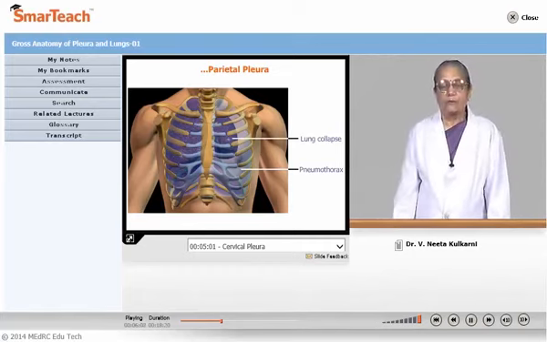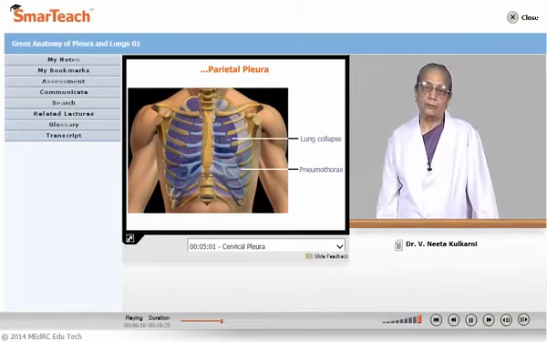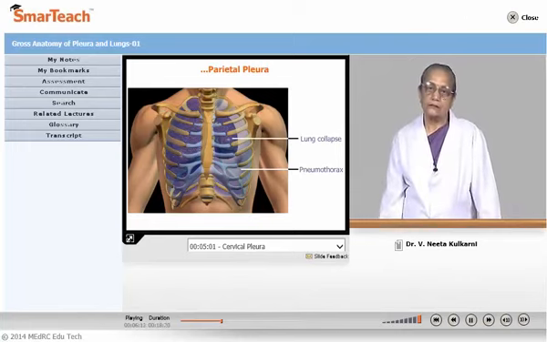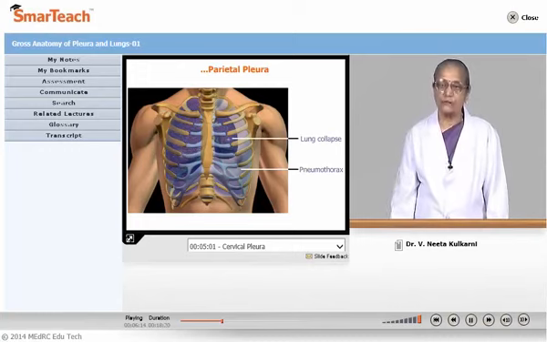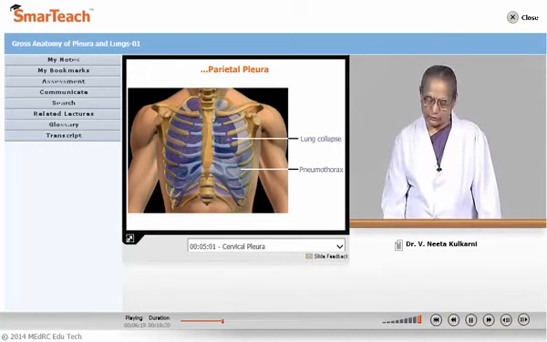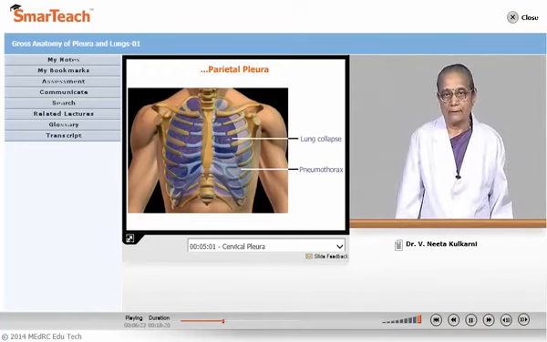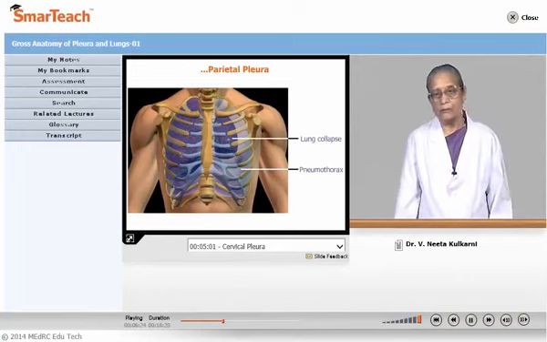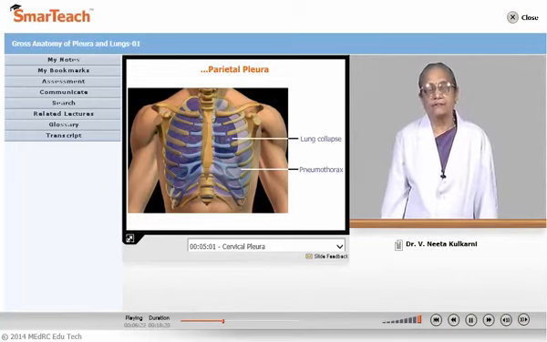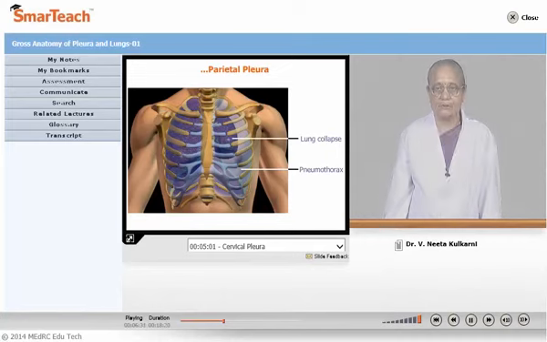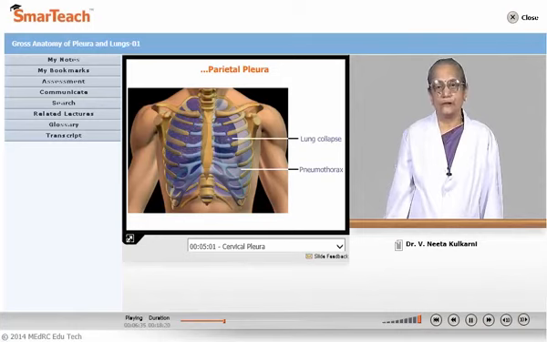Another important relation of the cervical pleura on the left side is that it is related to the thoracic duct, which can also be endangered during the procedures at the root of the neck on the left side. Now, coming to the surface marking of the parietal pleura. Please understand, students, that surface marking of the parietal pleura is often asked in the examination. You have to answer it in the practical. Similarly, you can get a question on it in the theory also.